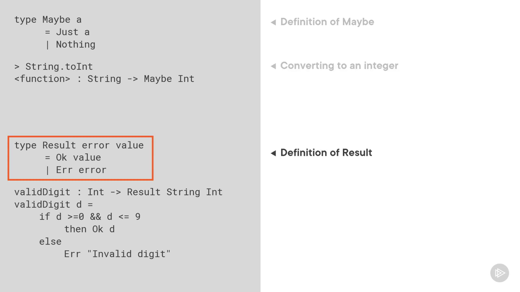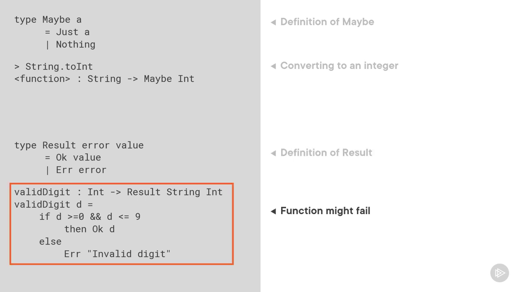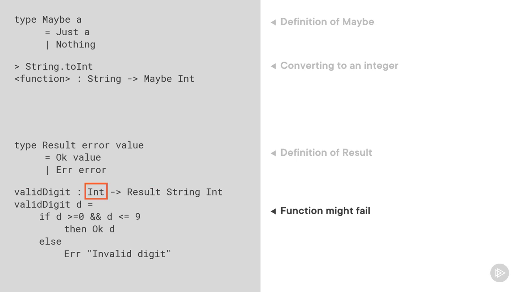The definition of result also has two variants. Unlike maybe, both result variants have payloads. These payloads can have different types. For example, the validDigit function takes an integer and returns a result of string and integer. If the input is a valid digit, then it returns an OK with the integer payload. Otherwise, it returns an error with a string payload containing more details. Similar functions can handle calls to an external API to return OK or error payloads.